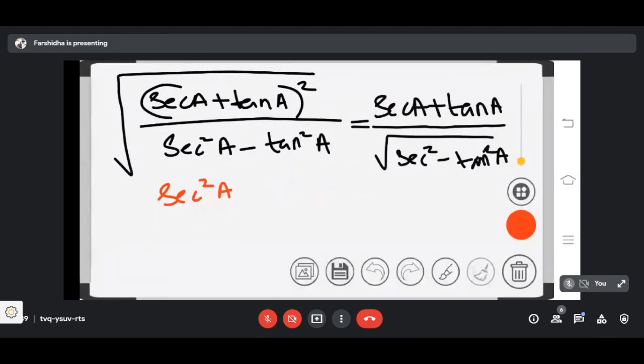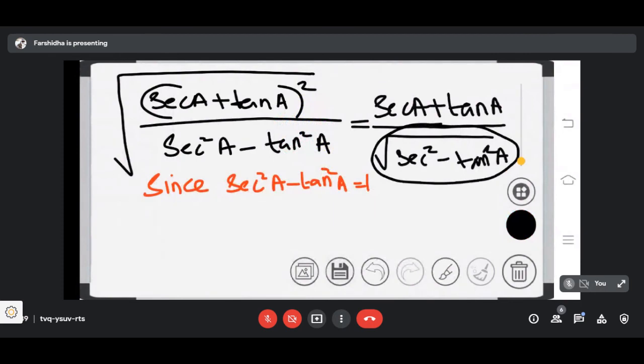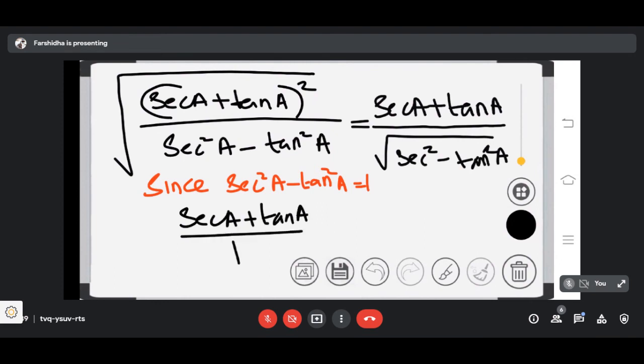Okay, so write, since sec square A minus tan square A equal to 1, then write the next step. The whole denominator will be equal to 1. So the denominator got cancelled. So you'll be getting like this, sec A plus tan A by 1. By 1 means what? Sec A plus tan A. No need to write that by 1.